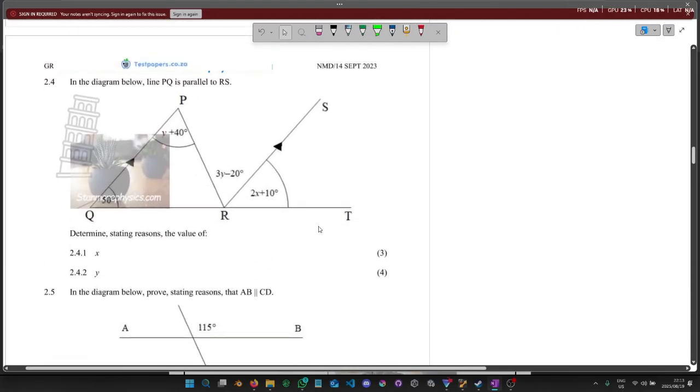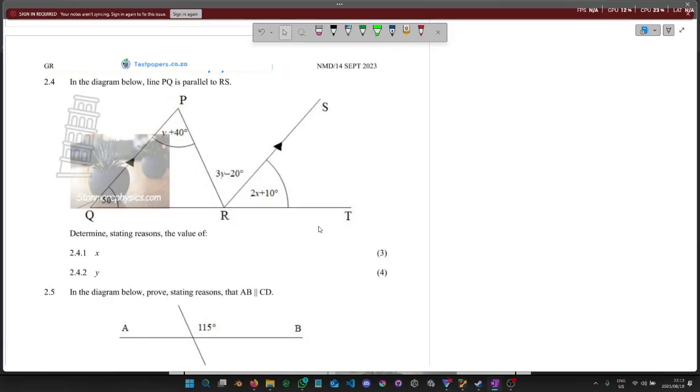All right, let's look at this question. In the diagram below, line PQ is parallel to RS. Line PQ is parallel to RS. Determine, stating reasons, the value of x, which is the only one with x currently, right?